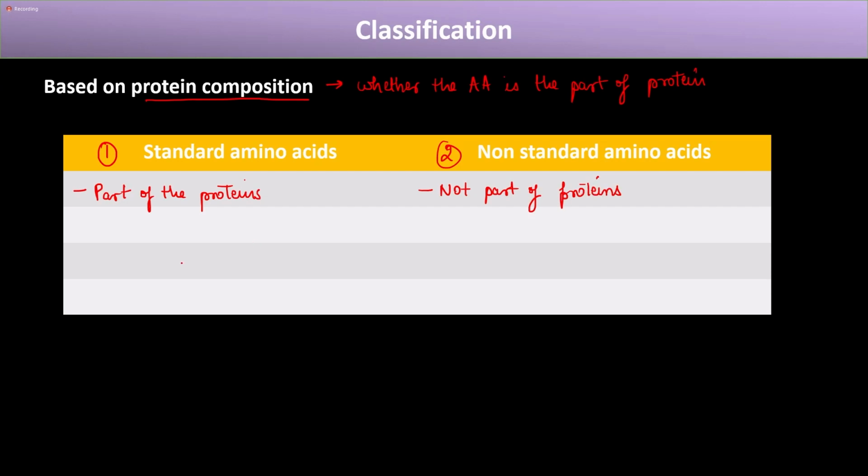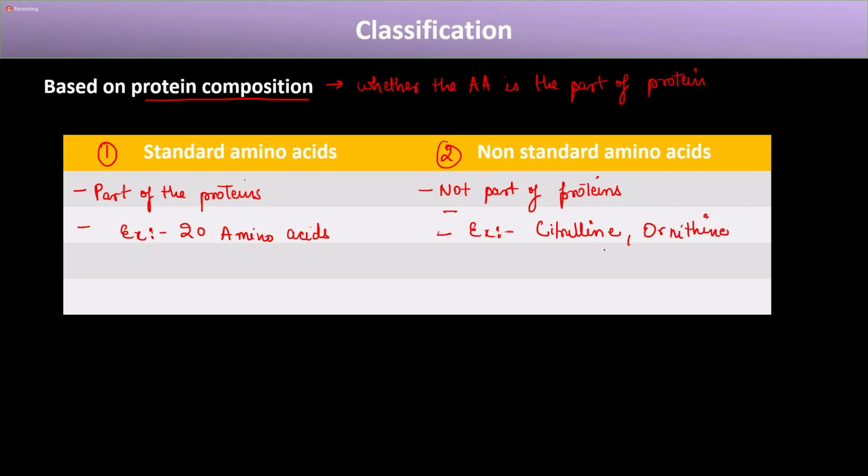Now, what are the standard amino acids? Examples of standard amino acids are the 20 amino acids that we will see. The names of these amino acids we will see in upcoming slides, but for now, there are 20 amino acids that come under the standard amino acids. In non-standard amino acids, there are multiple examples, out of which you need to remember these two. One is citrulline, and the second is ornithine.